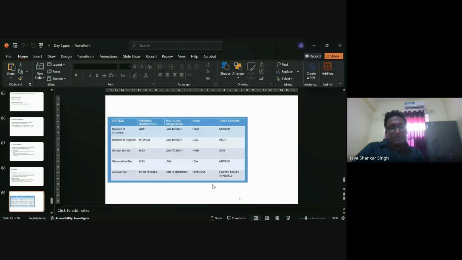explanatory area, personal observation can be medium or can be high also.